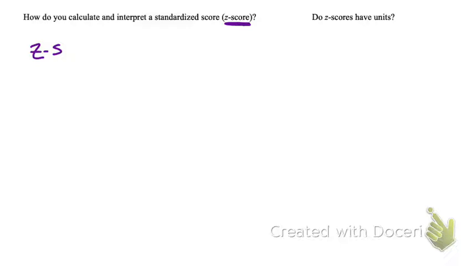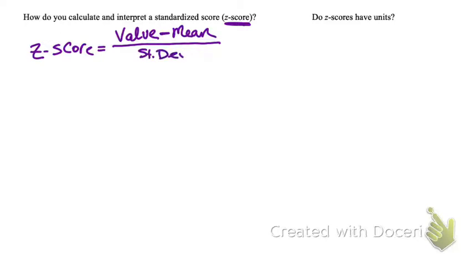Here it is. I have the formula up here. The Z-score equals the value of the individual, like Macy or Brody's height, minus the mean of the distribution that they belong to, divided by the standard deviation of the distribution they belong to. It's not that difficult of a formula. You take their value, you subtract their mean, and you divide by their standard deviation.